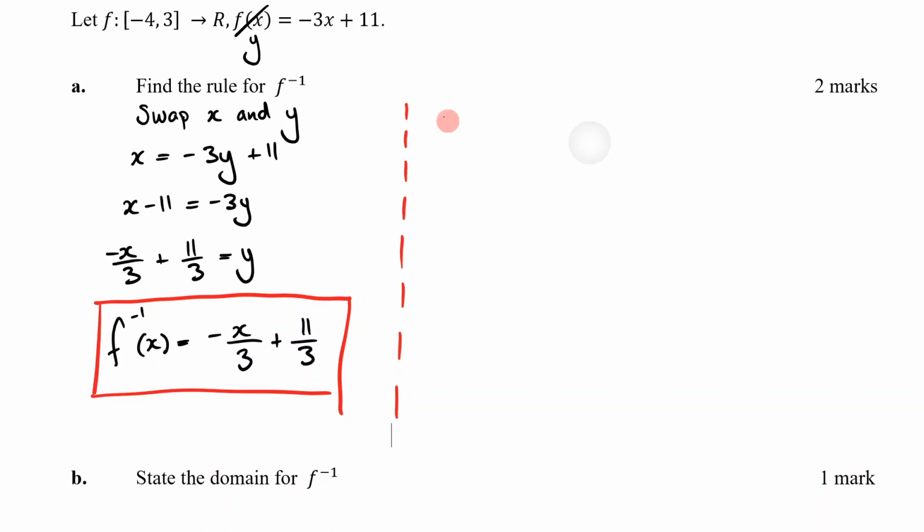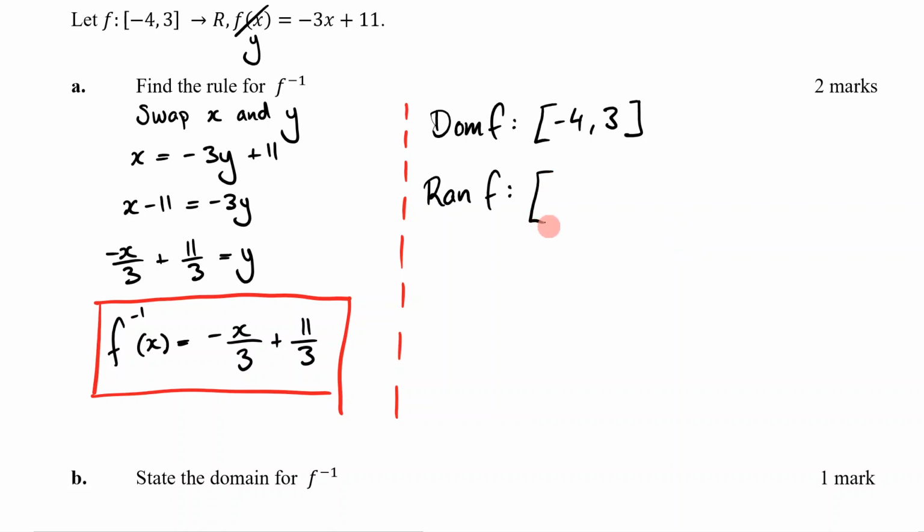So we know that the domain of f is going to be negative 4 to 3. Now, to figure out what my range of f is going to be, well, if I know that this is just a linear graph, it's got a negative gradient. So to figure this out, all I really need to do is go, what is f of 3? And then go f of negative 4, and that will give me my range.